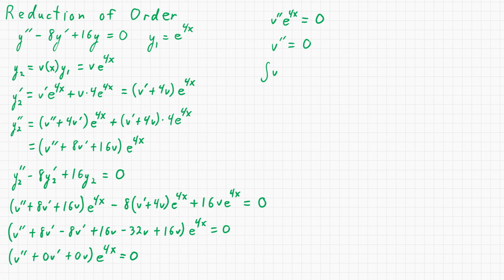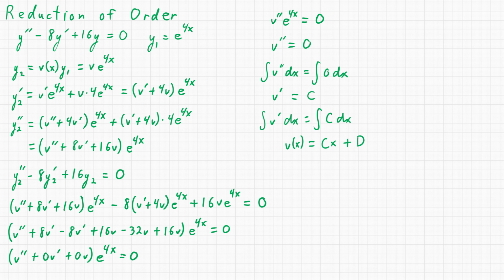So if we integrate v double prime dx equals the integral of 0 dx, well, the integral of v double prime, that's v prime, that's going to equal some constant. I'll call it a capital C. And then we integrate again. So we integrate v prime dx equals the integral of some constant dx. Well, the integral of v prime, that's v, put the of x back on. And then the integral of a constant is a constant times x plus another constant of integration I'll call D.